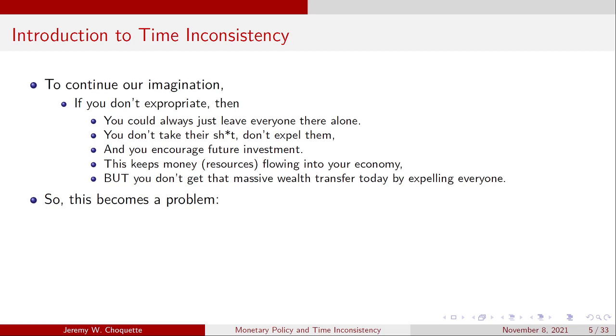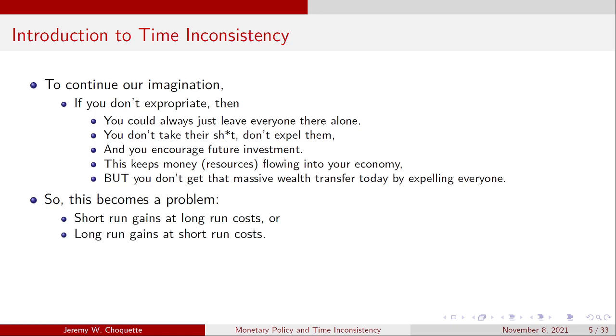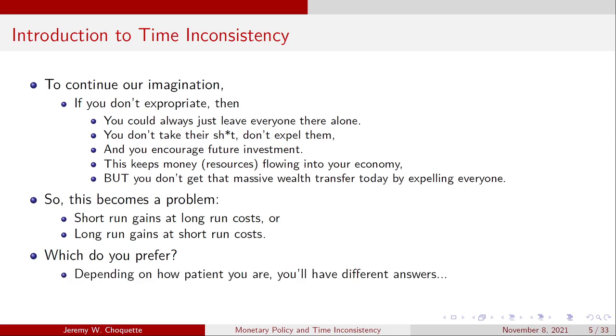So this can become a little bit of a problem because you've got short-run gains at long-run costs or long-run gains at short-run costs. Which one do you prefer? Well, it really depends on how patient you are, right? If you're super patient, you're probably going to go long-run gains at short-run costs, right?